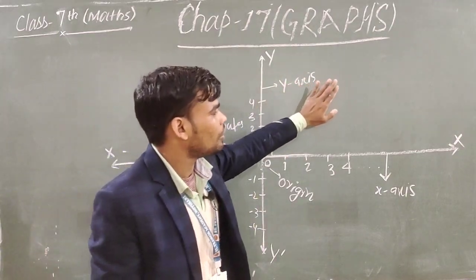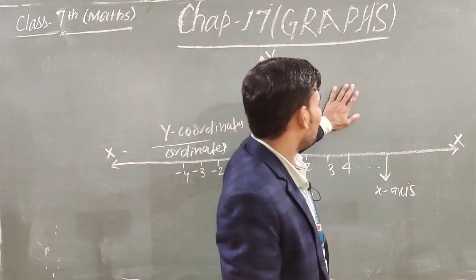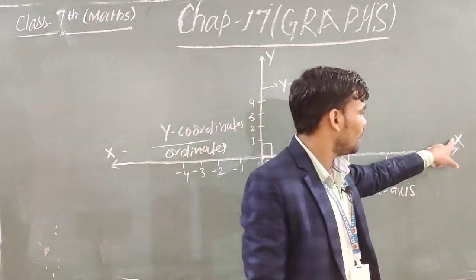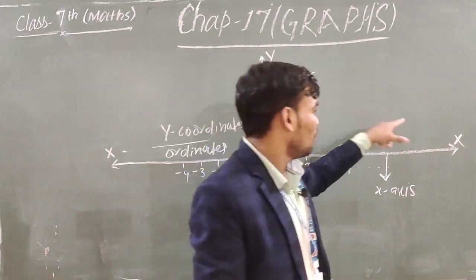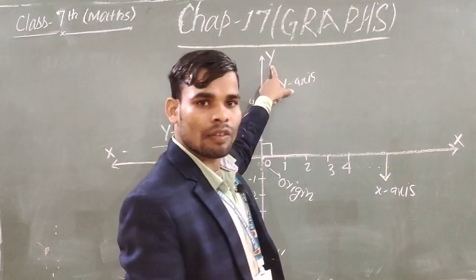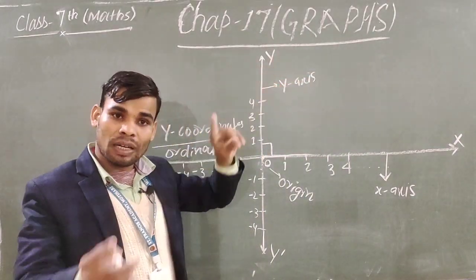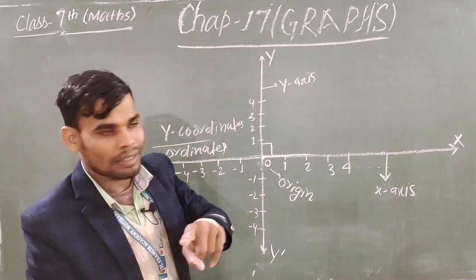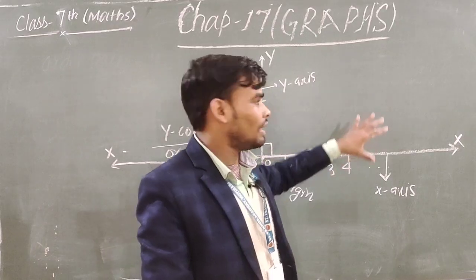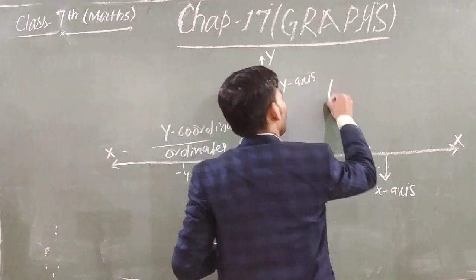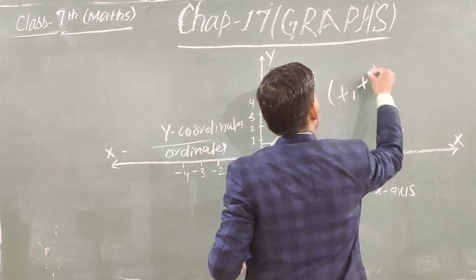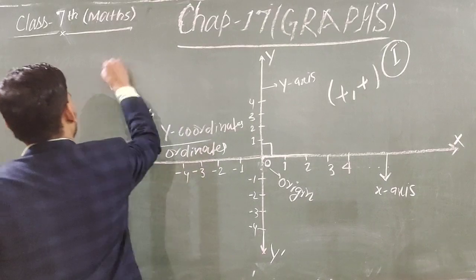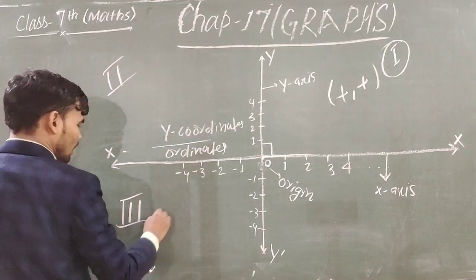This plane is formed by x and y. X is positive here, x dash means negative, and y is also positive. But in the ordered pair, we first put the x coordinate, then the y coordinate. This is known as the first quadrant, this is known as the second quadrant, this is known as the third quadrant, and this is known as the fourth quadrant.